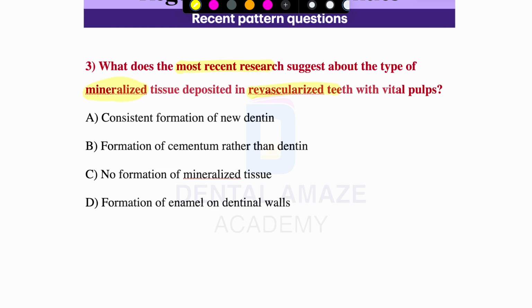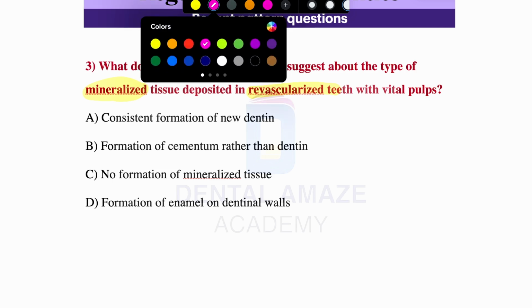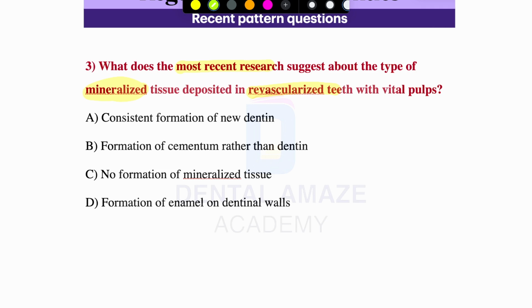Okay, so most recent research, okay, what does the most recent research suggest about the type of mineralized tissue deposited in the revascularized teeth? Now, definitely the confusion you will have, most of you will think, I'll use some other colors too. Okay, is it new dentine? Is it cementum? Or is there no formation of mineralized tissue? Definitely not enamel. Okay, you don't get enamel anyway. So, the confusion is going to be, again, no mineralized tissue, then what is the purpose of regeneration, isn't it? So, you can either have cementum or new dentine.